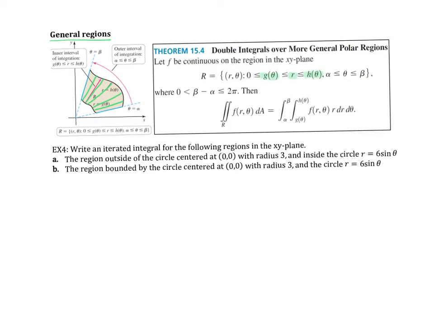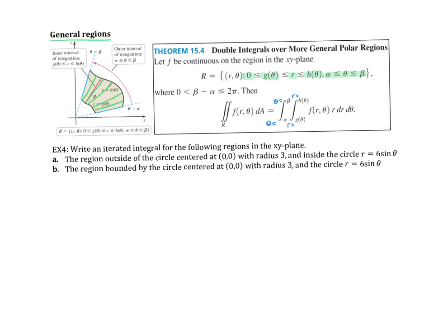But here, just remember that we are making sure that our r values are not negative, that they're always greater than or equal to 0. Also notice that the theta values are still constant. So in that case, we want to make sure that we always evaluate our r's first and our thetas last, because they would be the constant limits of integration.